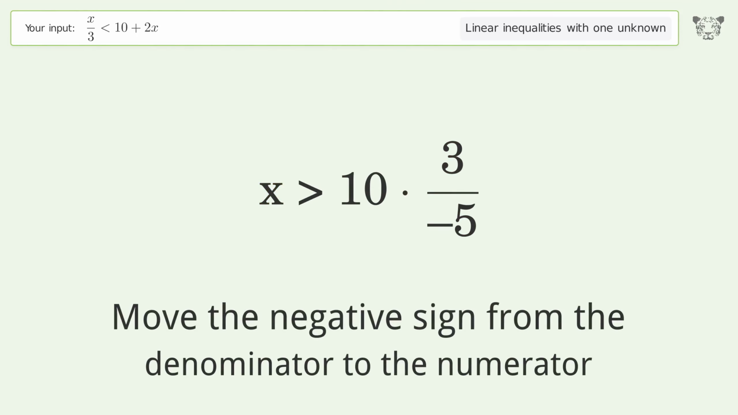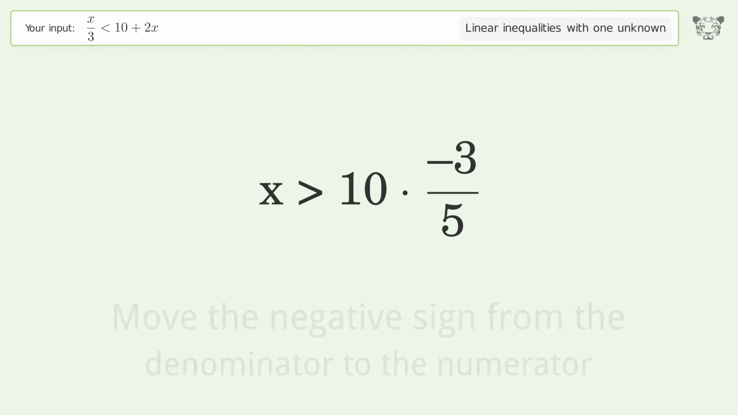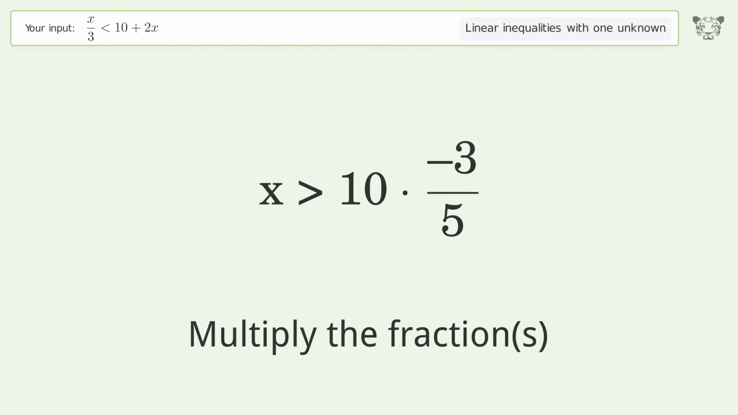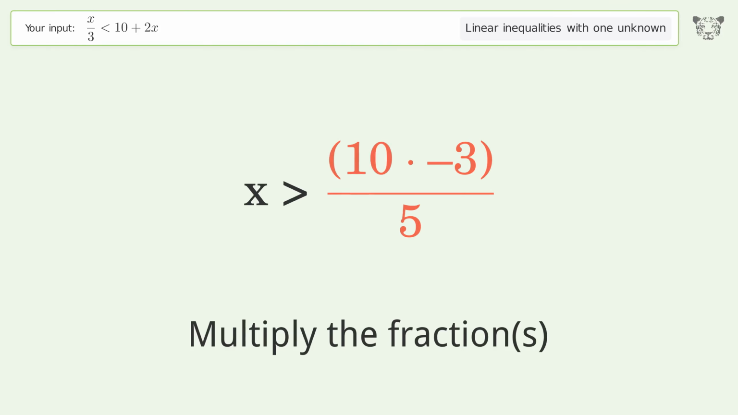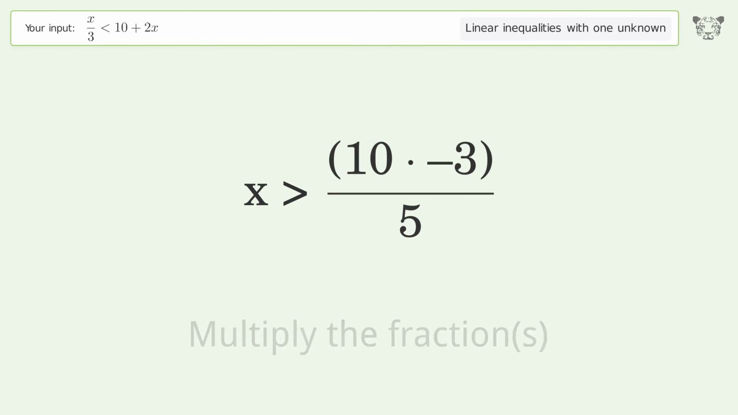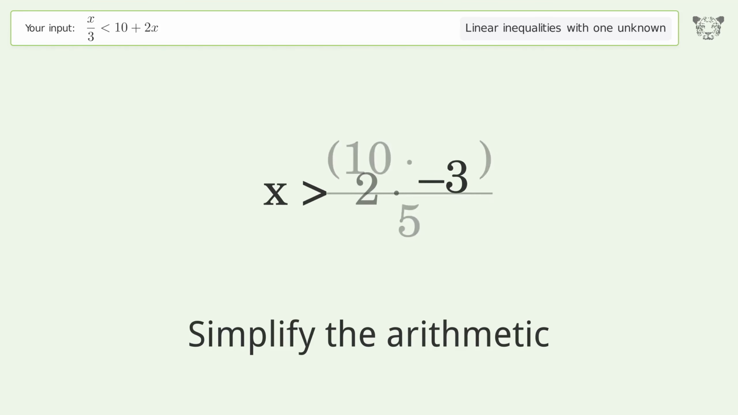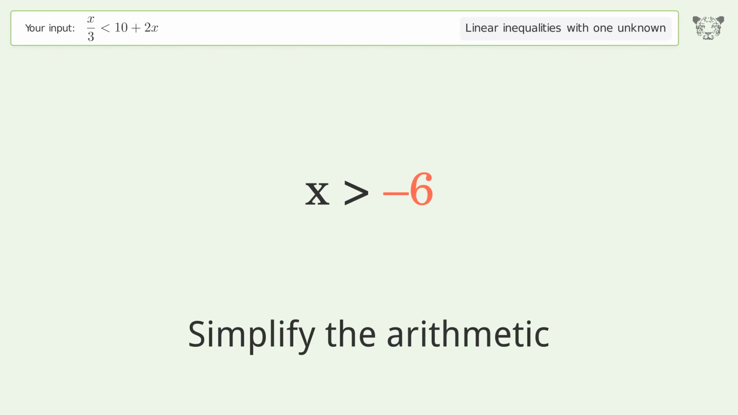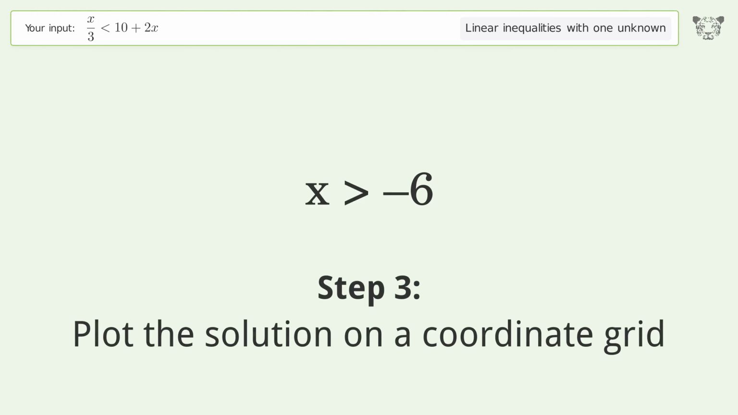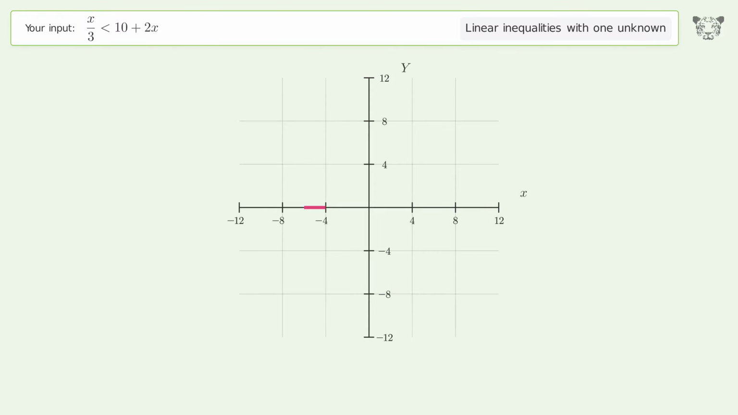Move the negative sign from the denominator to the numerator. Multiply the fractions. Simplify the arithmetic. Plot the solution on a coordinate grid. And so the final result is x greater than -6.